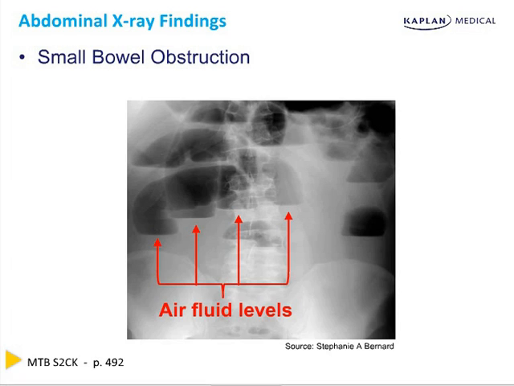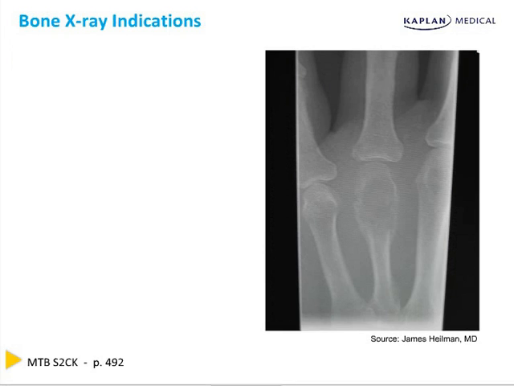The type of air fluid level is also important. Here, you see a stair-step pattern of air fluid levels, which means that the bowel is peristalsing but cannot move the contents of the bowel due to a mechanical obstruction. If the cause of the obstruction were a functional ileus, in which the bowel is no longer peristalsing, you would still have air fluid levels, but they would all be found at the same level, and you would not see stair-stepping. The final types of patients that require X-ray imaging are patients with orthopedic injuries.